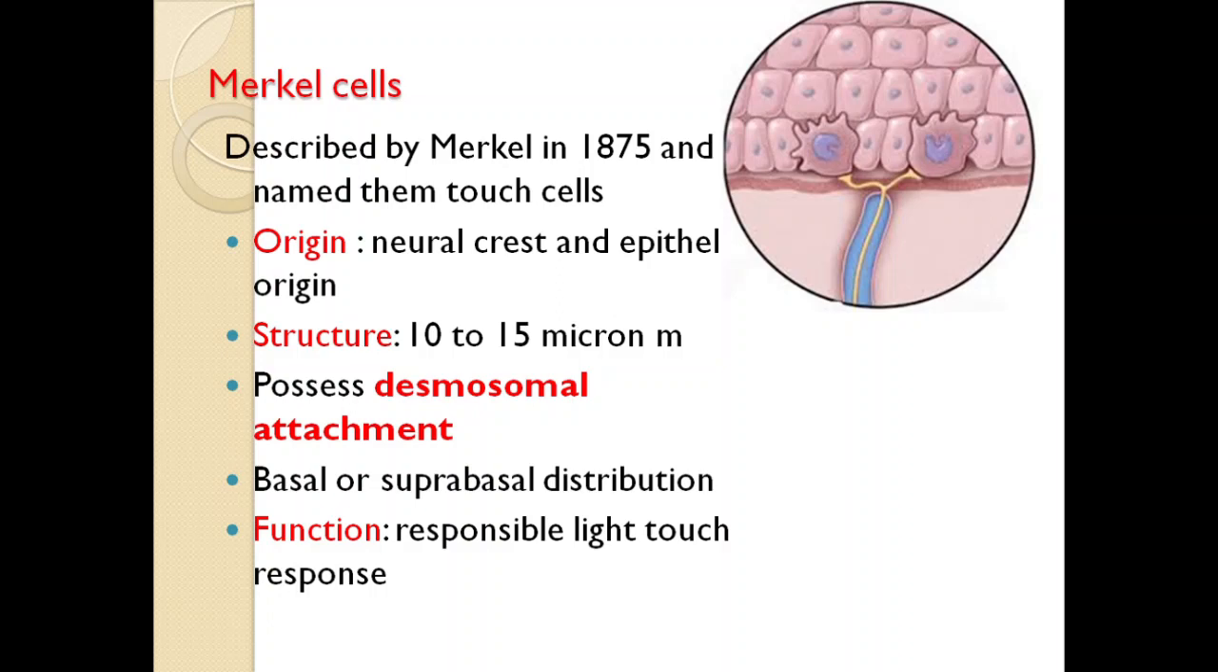Merkel cell was described by Merkel in 1875 and he named them touch cells. Origin: neural crest and epithelial origin. Structure: 10 to 15 micrometer. They possess desmosomal attachment. It's the only cell possessing desmosomal attachment among all the clear cells.